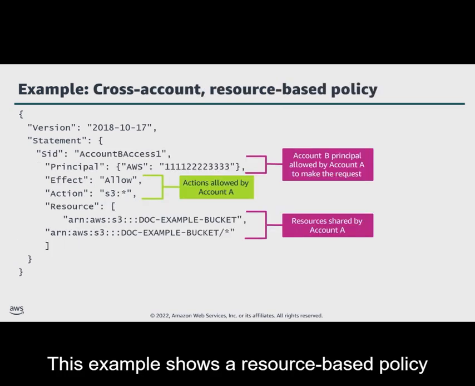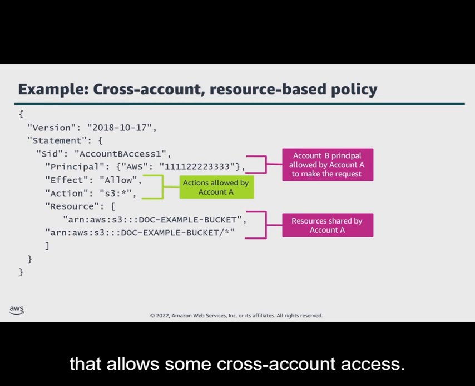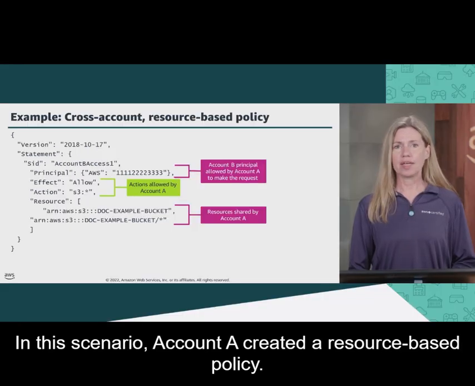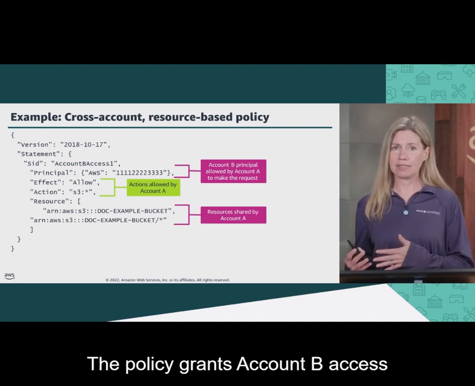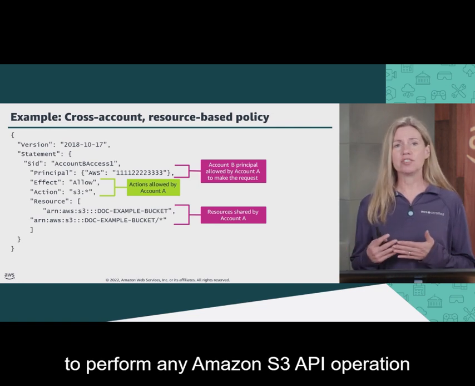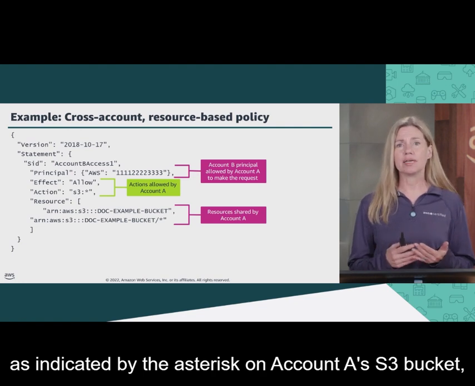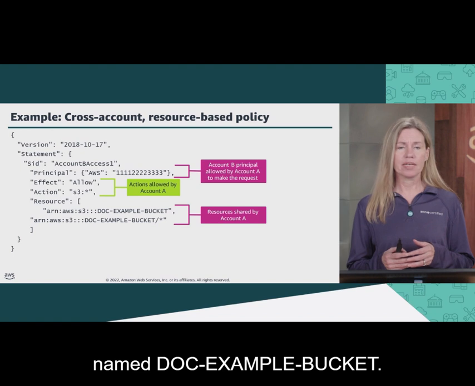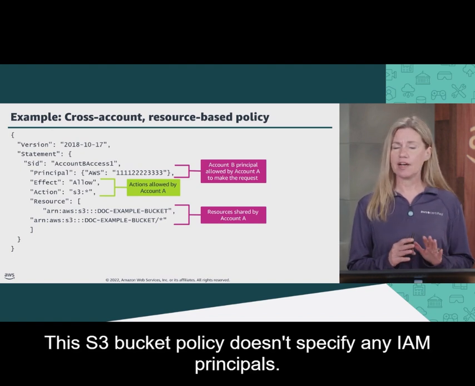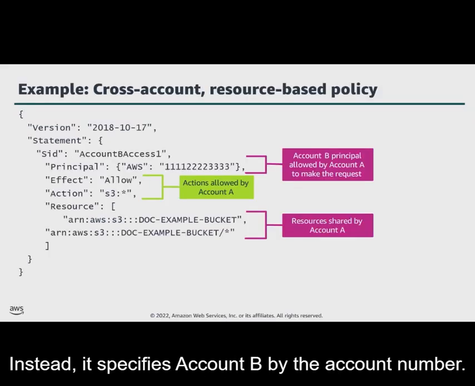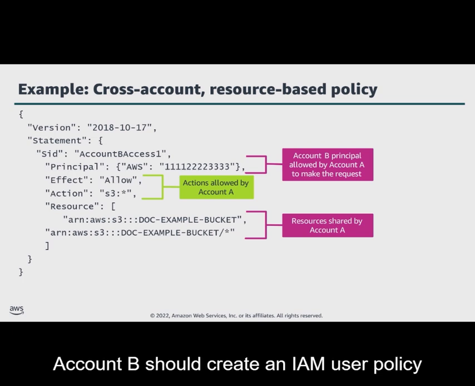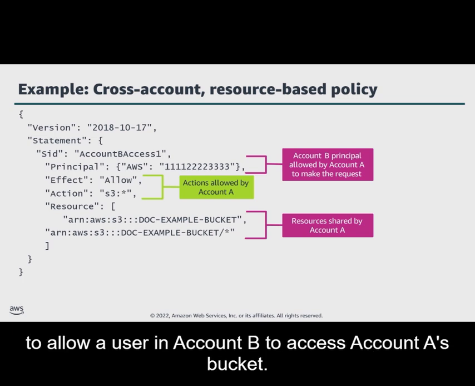This example shows a resource-based policy that allows some cross-account access. In this scenario, account A created a resource-based policy. The policy grants account B access to perform any Amazon S3 API operation, as indicated by the asterisk, on account A's S3 bucket named doc example bucket. This S3 bucket policy doesn't specify any IAM principals. Instead, it specifies account B by the account number. Account B should create an IAM user policy to allow a user in account B to access account A's bucket.